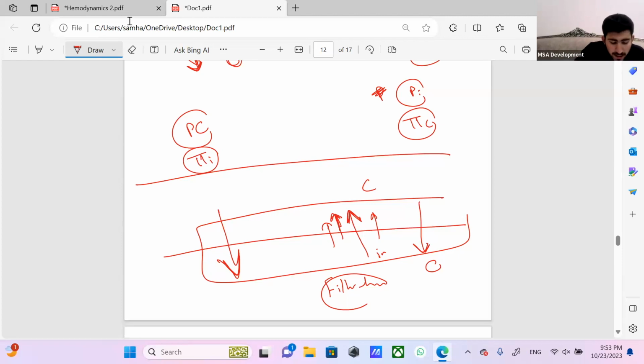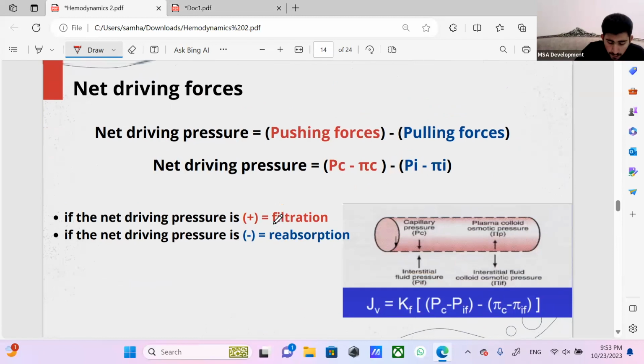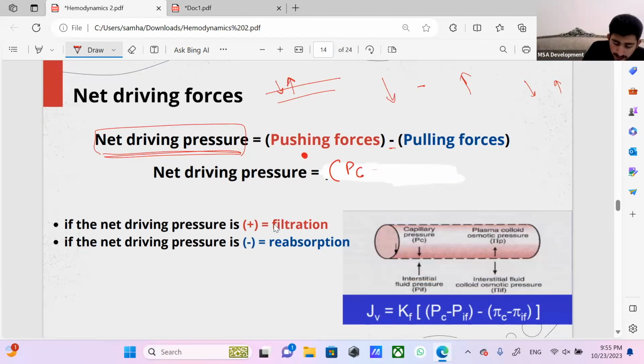I know it's a little bit messy, but once we have the formula, we will know what we are talking about. It's this minus this: the capillary minus the interstitial, minus the pulling forces, which are also capillary minus interstitial. You don't need to understand whether this is pushing in or pushing out. You just apply the formula and you know the answer. Pushing forces are the things that are pushing. One of them is pushing out, which is the capillary, and one is pushing in, which is the interstitial. We minus them and we see the total of pushing forces.